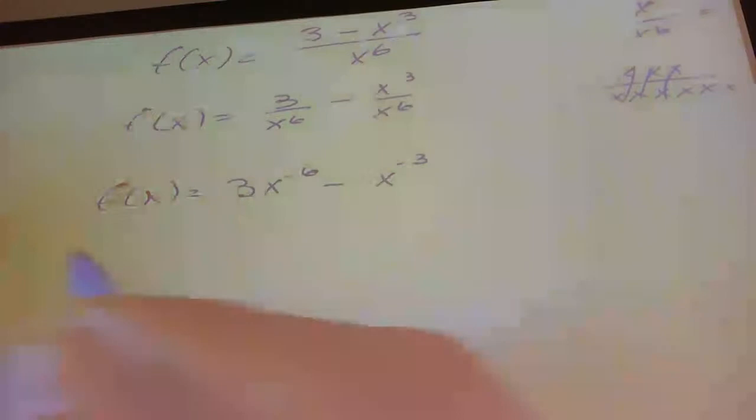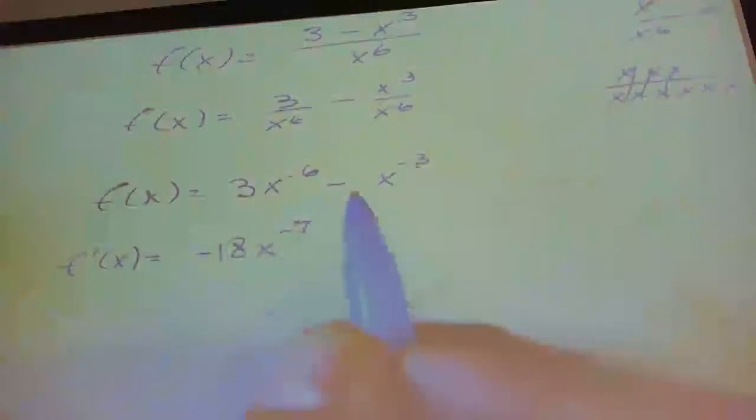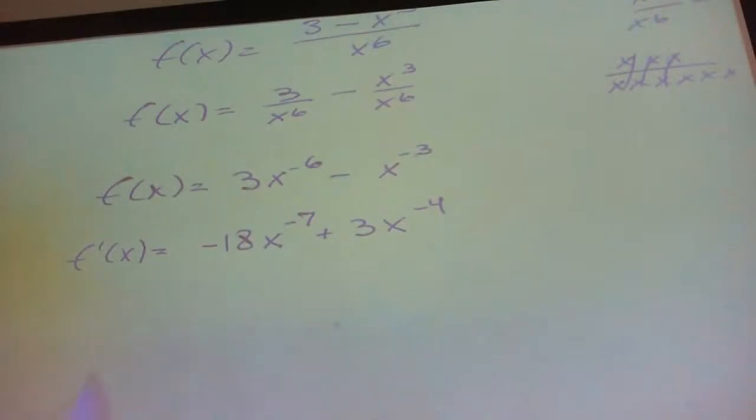Okay, so if we took the derivative, 3 times -6 is -18, x to the -7. -3 times negative will be +3, x to the -4. And then I would rewrite it as -18 over x to the 7 plus 3 over x to the 4.